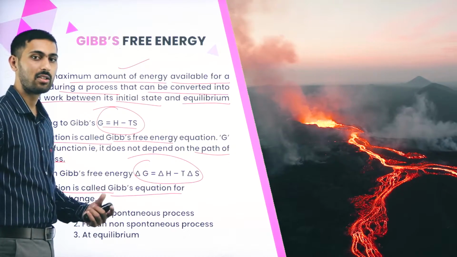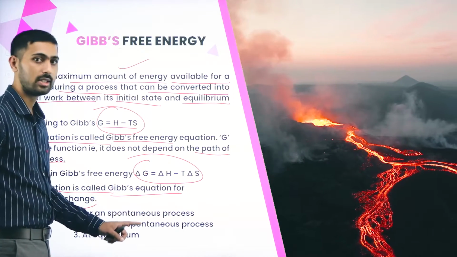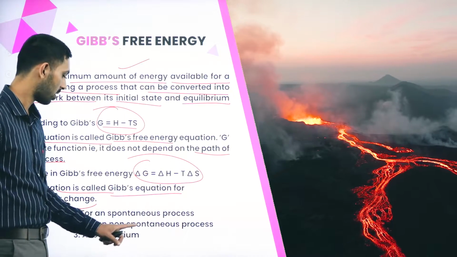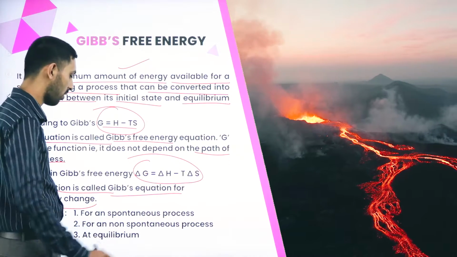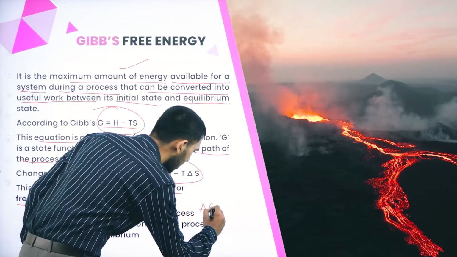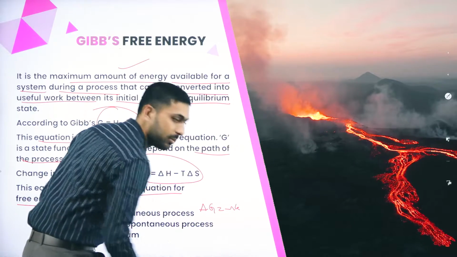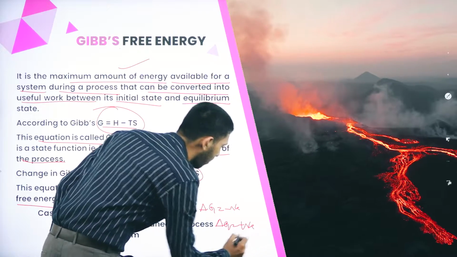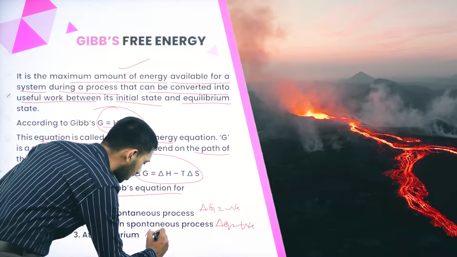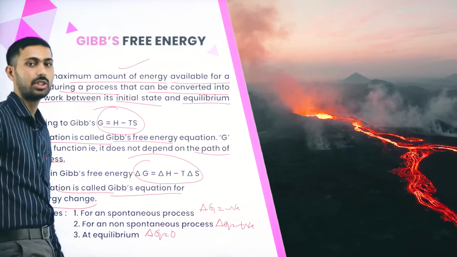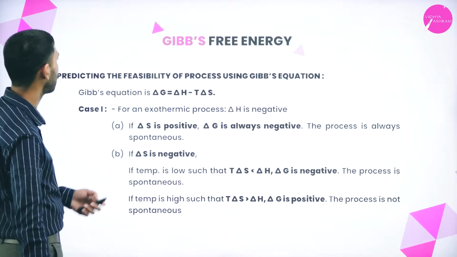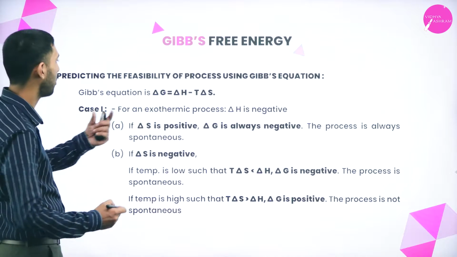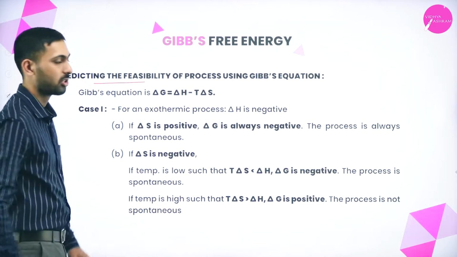Now let us consider Gibbs free energy for spontaneous, non-spontaneous and equilibrium. For a spontaneous process, delta G will always be negative. For non-spontaneous, delta G will always be positive. For equilibrium, delta G will be equal to 0. Next, let us study Gibbs free energy for the feasibility of the reaction.